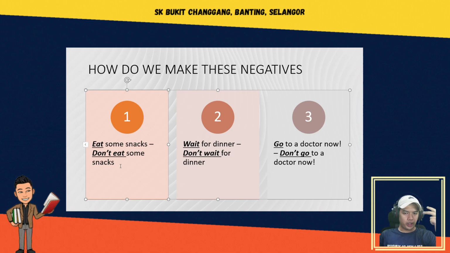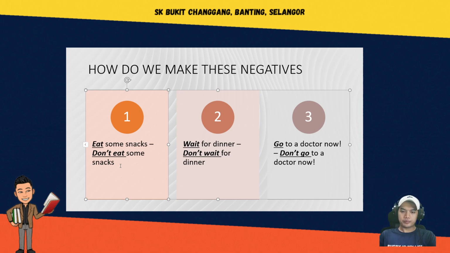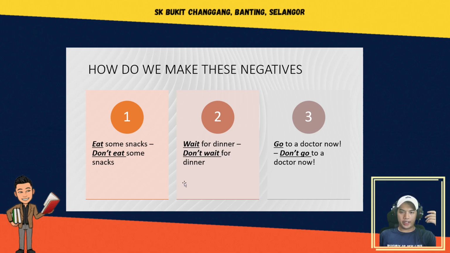Number two, wait for dinner is positive. How to make it negative? We just put don't. Don't wait for dinner. Same goes to the last one. Go to a doctor now. Don't go to a doctor now. I hope you understand how to make positive imperative to negative imperative. All right.